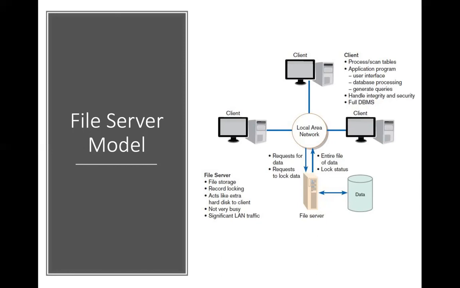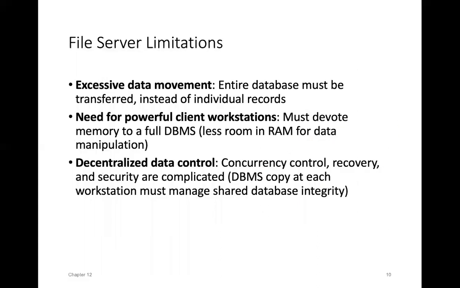You've got a lot of data movement going backwards and forwards between your file server and your client all the time. And the context of that is that therefore your network capacity needs to be greater to handle all that data transfer, okay? So there are limitations. Let's look at some of these. So to my point, excessive data movement: the entire database must be transferred instead of individual records. As a result, you also need to have powerful client workstations, okay?